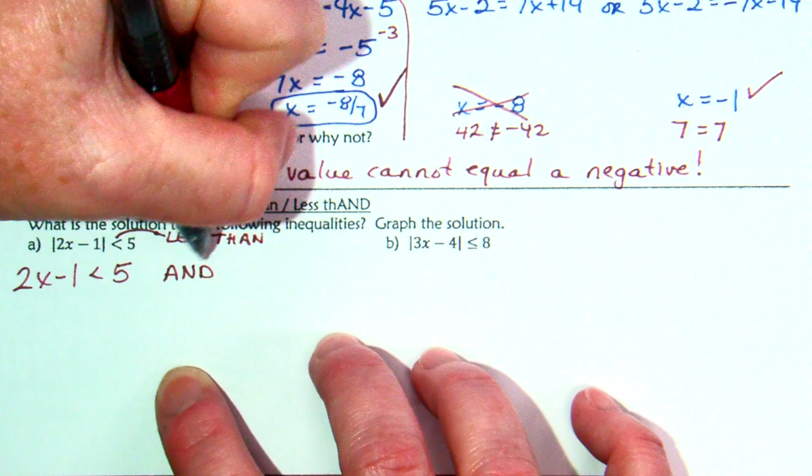So 2x minus 1 less than 5. And how's my next setup going to go, you think?